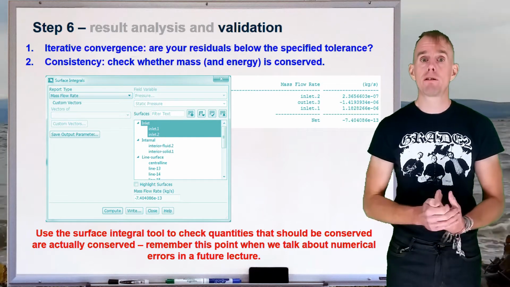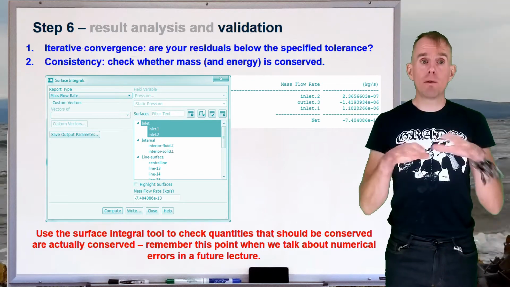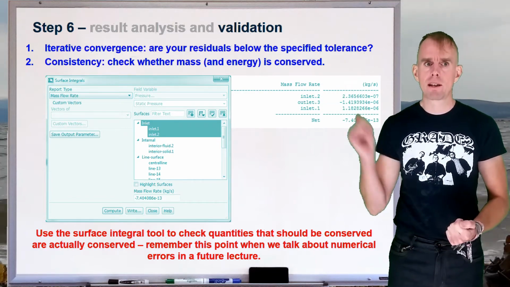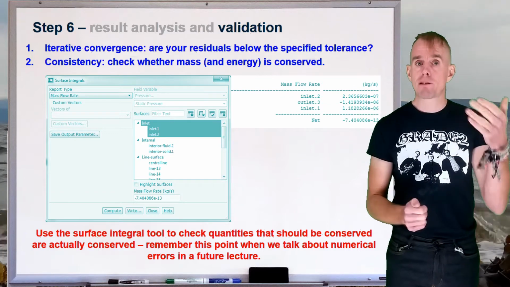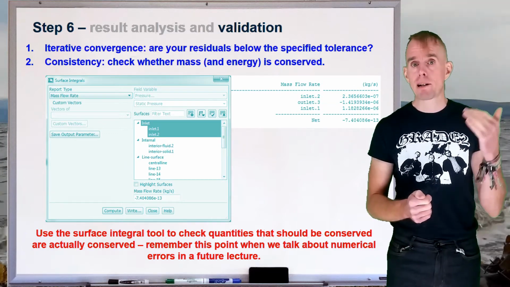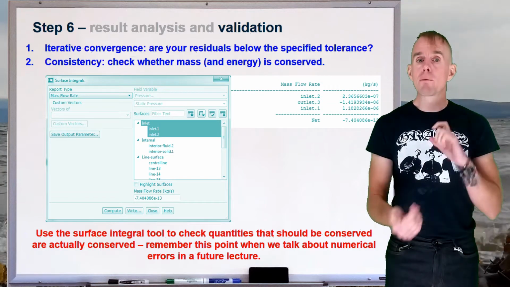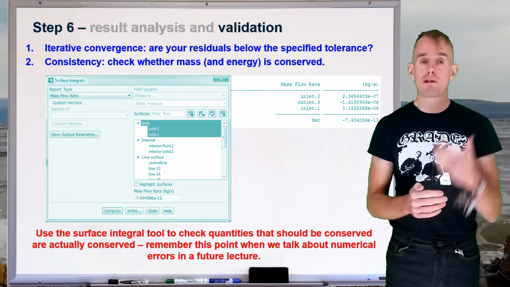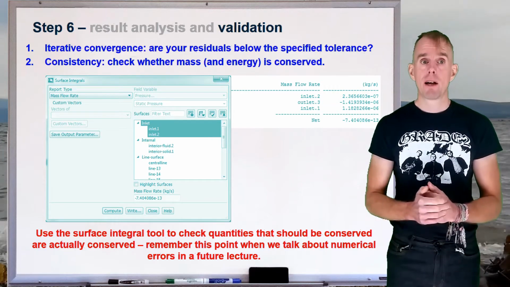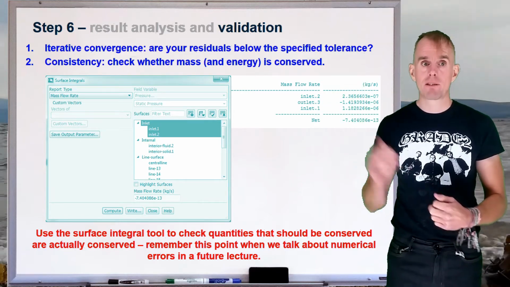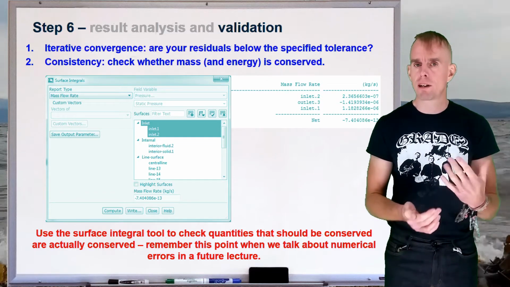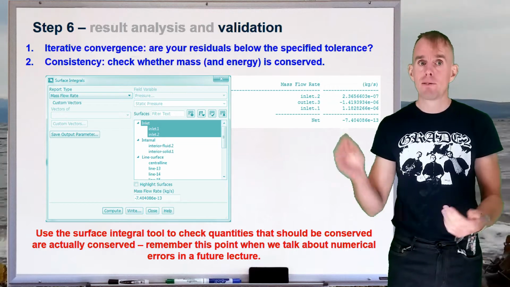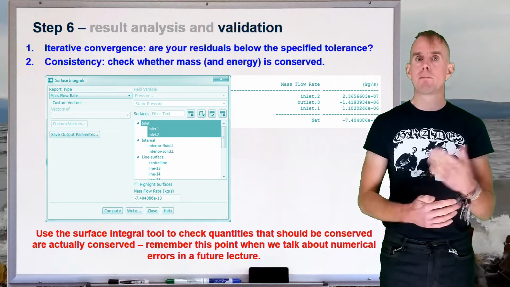On the screen in front of you, I've illustrated how you would do such a mass balance using the surface integral tool. And you can see that the log that it gives tells you both the mass flux in the inlets, the mass flux out of the set of outlets, and what the difference between those two is. Now, the order of magnitude here is small for all of these numbers, but if you look at the inlets, they're of order 10 to the minus 6 or 10 to the minus 7. If you look at the outlets, they're around 10 to the minus 6. If you look at the difference, it's 10 to the minus 13.